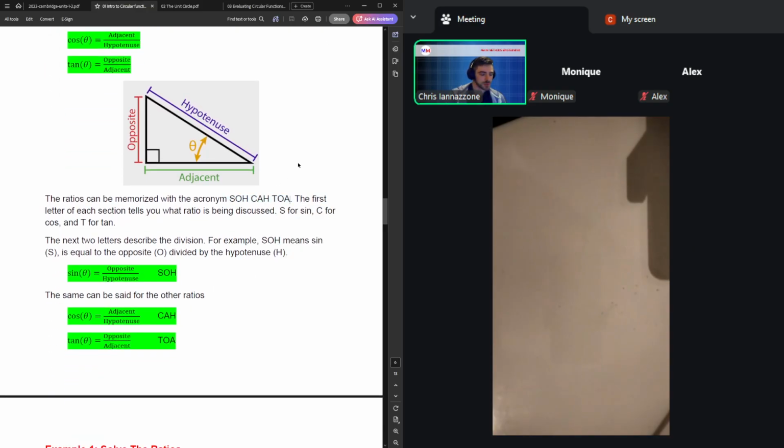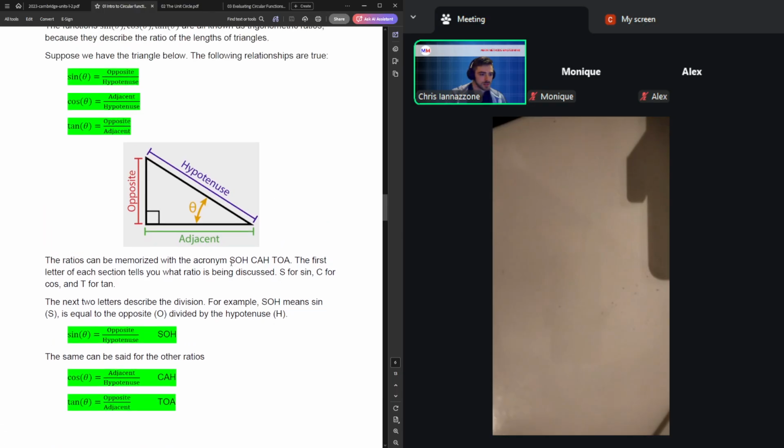As for how the acronym works, just in case you aren't familiar, the first letter of the acronym on each of those stages refers to the circular function that's being used. So S for sine, C for cos, T for tan, and then the last two letters are the order in which you do your division. O over H, opposite over hypotenuse, so on and so forth.